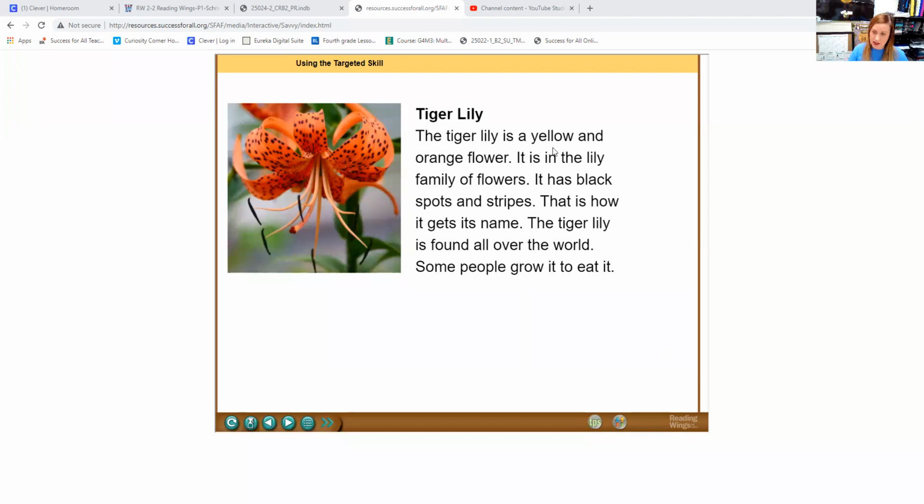It says, the tiger lily is a yellow and orange flower. It is in the lily family of flowers. It has black spots and stripes. That is how it got its name. The tiger lily is found all over the world. Some people grow it to eat it.